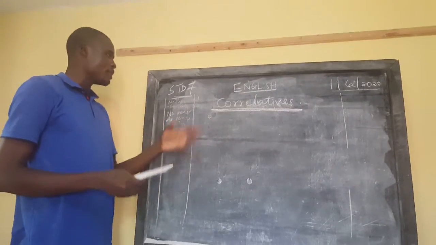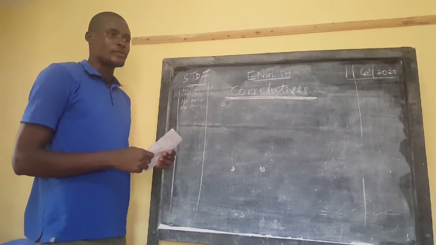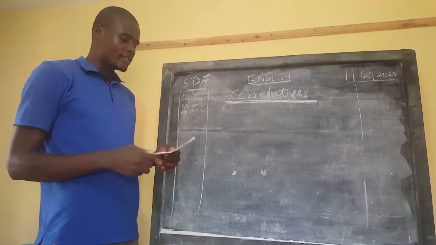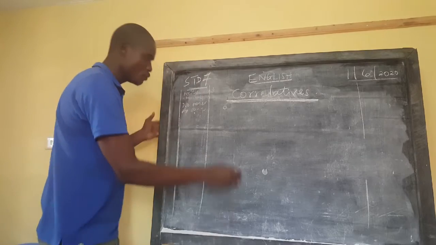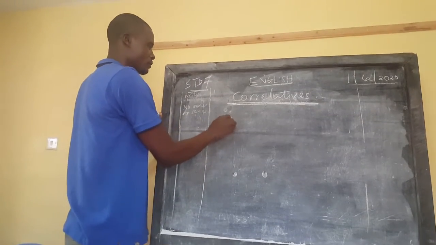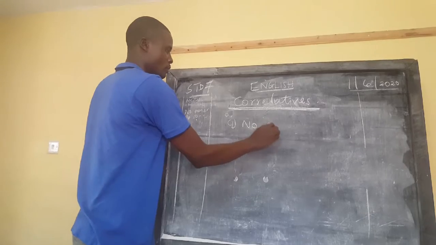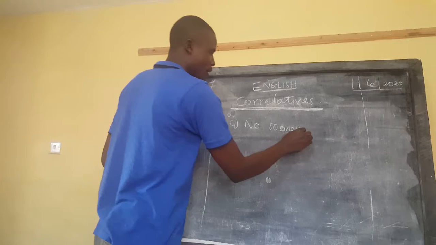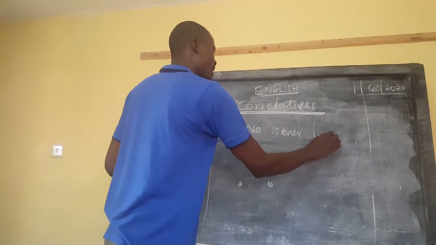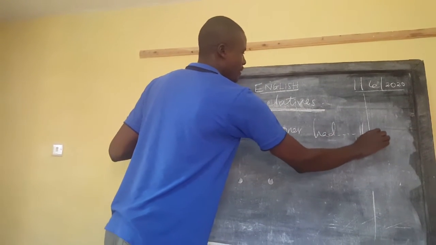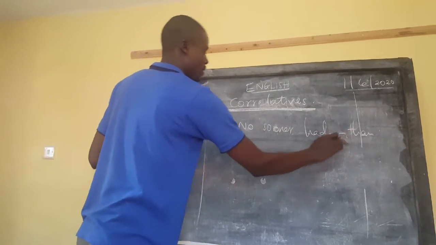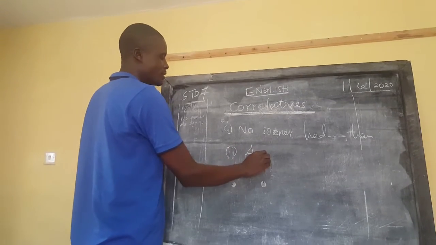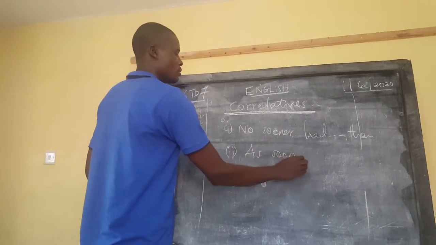I just mentioned as I was beginning that we have several correlatives, and doing them together will even confuse you more. Hence, I've decided to do only 2 today. That is the use of no sooner. We talk of no sooner had, then done. And then number 2, we're going to look at as soon as.